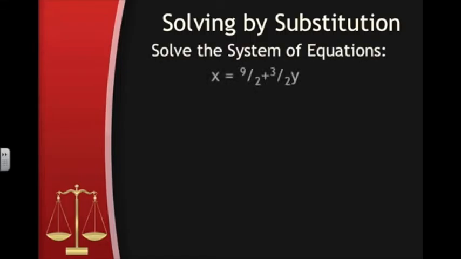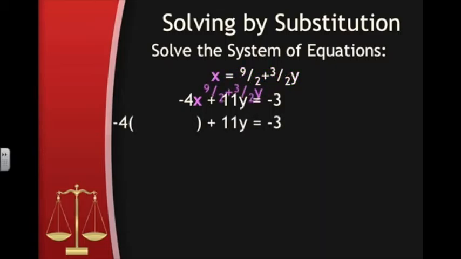Now we can use what we just found in the previous step to solve the system like we did in the first example. Since we already know that x equals 9 halves plus 3 halves y, and to find the solution we want x to equal the same thing in both equations, we can substitute that in for the x in the second equation. Once we do that, we end up with an equation that has only y's in it, so we can solve it to find the y-coordinate of our solution.